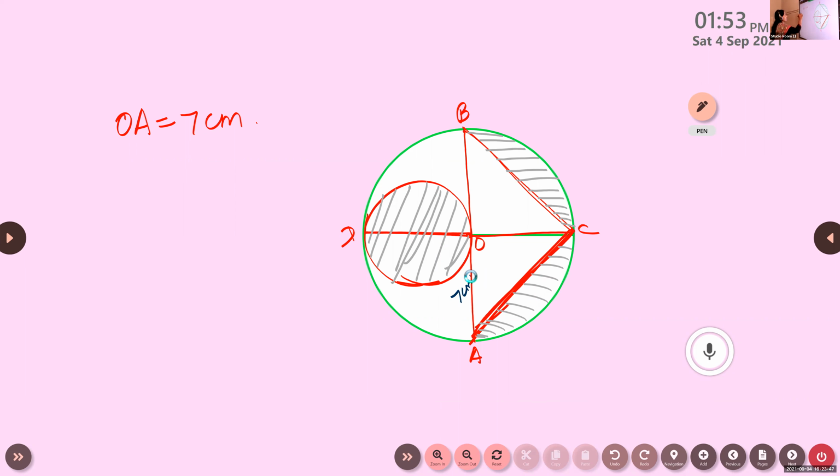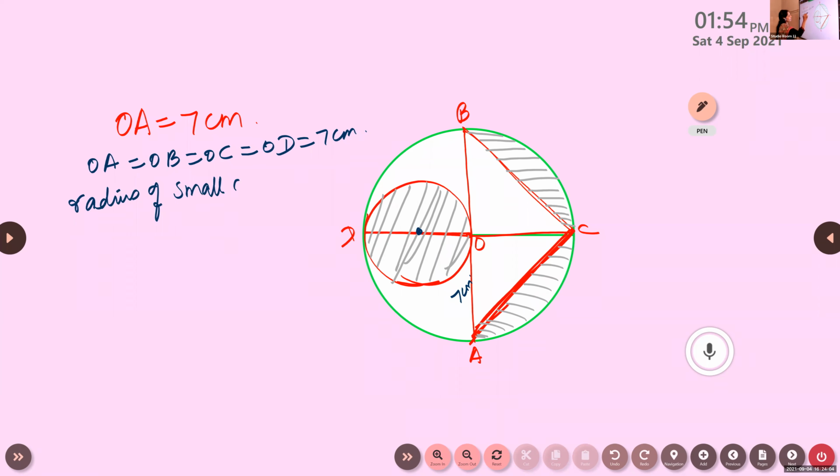OA is 7 means, can we say OA is equal to OB is equal to OC is equal to OD, everything will be 7? Therefore, what is the radius of the smaller circle? We can denote it as small r. Small r will be 7 by 2 centimeter. So how will you find the area of the shaded part?